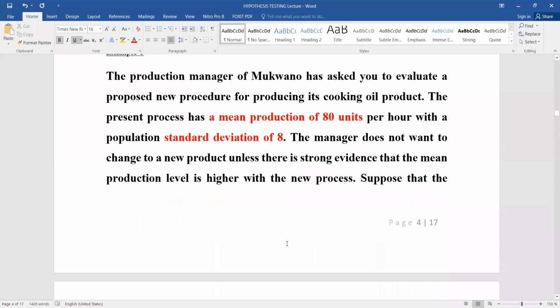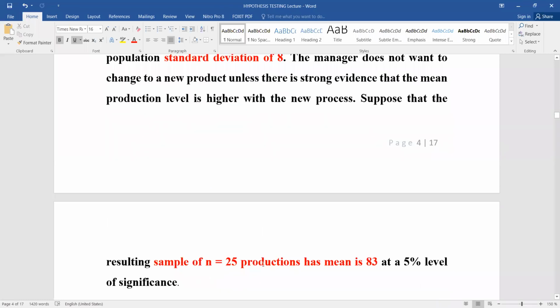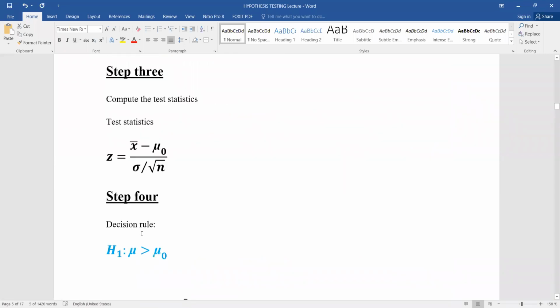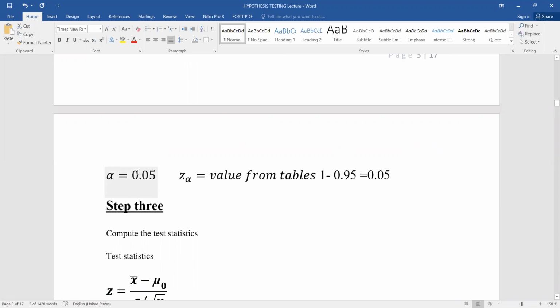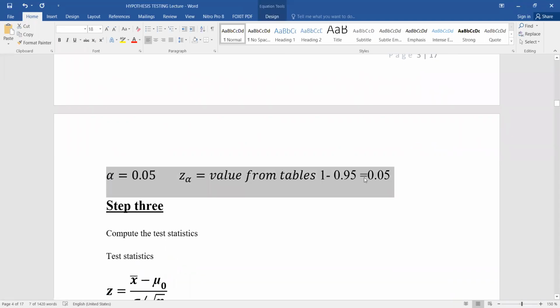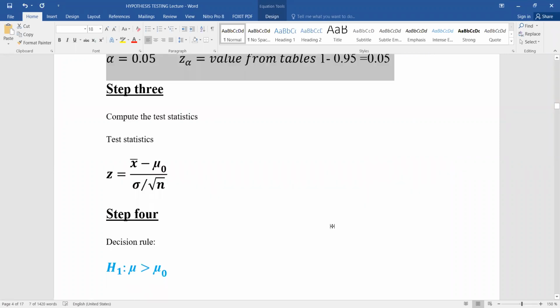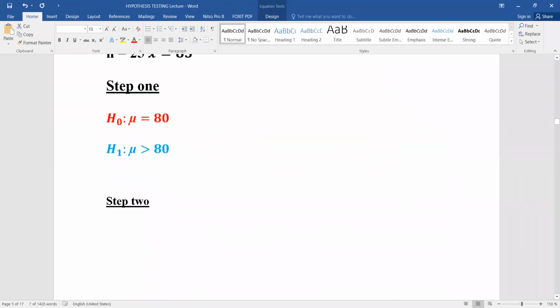Suppose that the resulting sample of n equals 25 productions has a mean of 83, at a 5% level of significance. This is the 5% level of significance, and that is what we call our alpha. We always give it to you, so we get this value from the table.